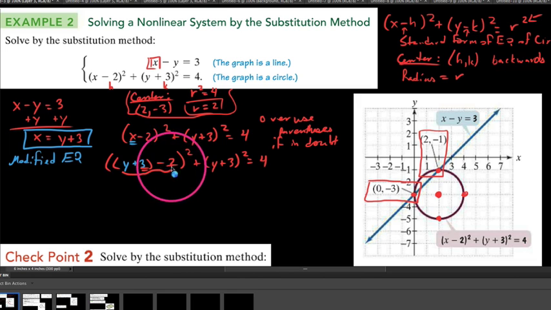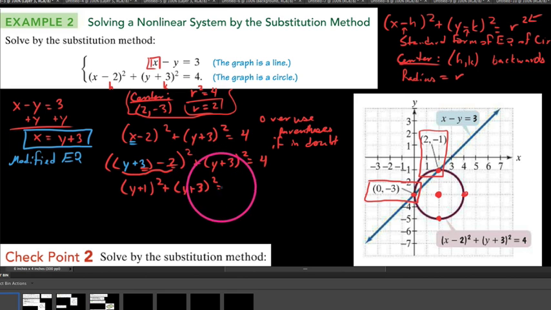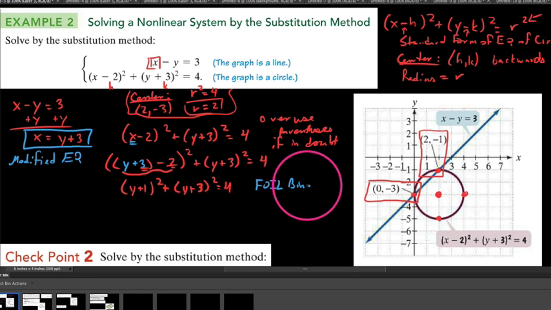We can see that the positive 3 and the negative 2 give us a positive 1. We have (y + 1)^2 + (y + 3)^2 = 4. Now, what we're going to need to do is FOIL out our binomials. So we FOIL the binomials in this step here.